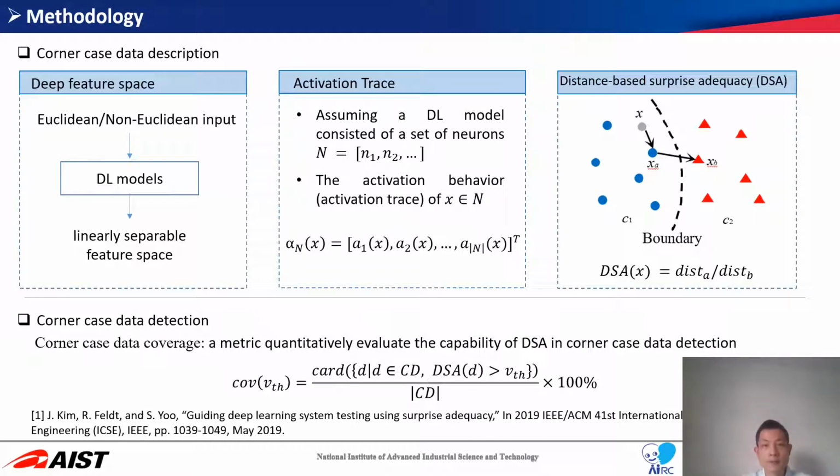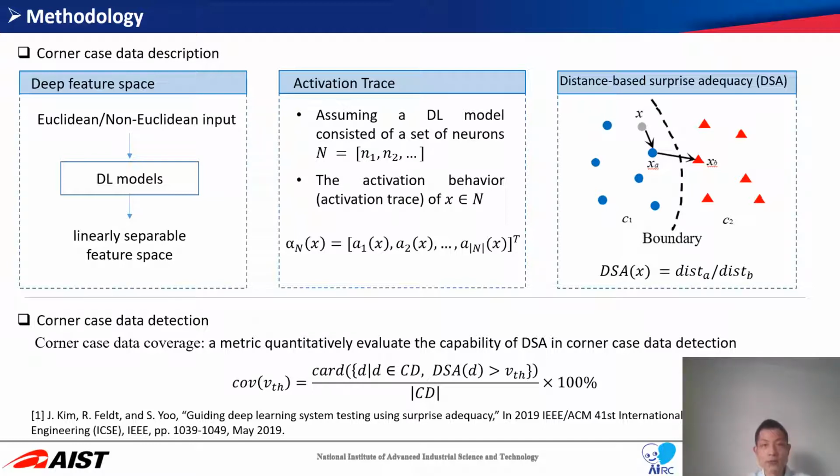As I just mentioned, corner case data for DL systems are related to data, so its description should rely on data. In ICSE 2019, a paper introduced to use surprise quiz to describe the similarity of the tested data. In the paper, deep features of the DL models are taken to study data's behavior, since DL systems can transfer both the Euclidean and the non-Euclidean data into linear separable space. This is better for data analysis.